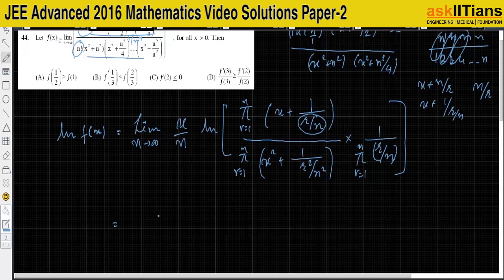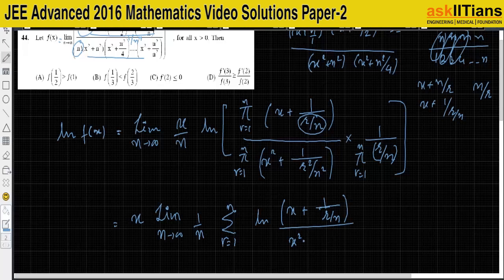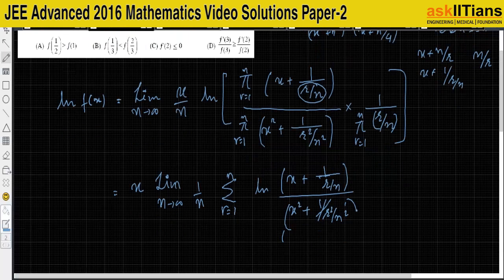So this quantity will become something like this. x is constant, so I can take it outside. So I'll get limit n tending to infinity 1 by n, this will be ln. Now if I apply sigma notation, I can write this as sigma r from 1 to n, and I'll get ln of the general term. So this will be nothing but x plus 1 by r by n, divided by x square plus 1 by r square by n square, and 1 by r by n.